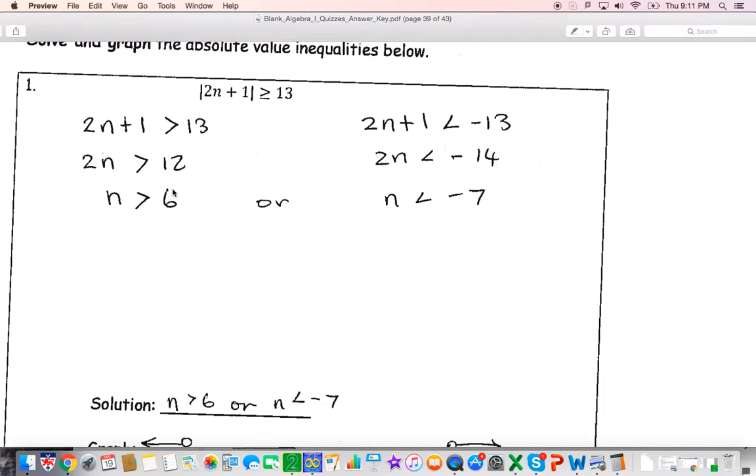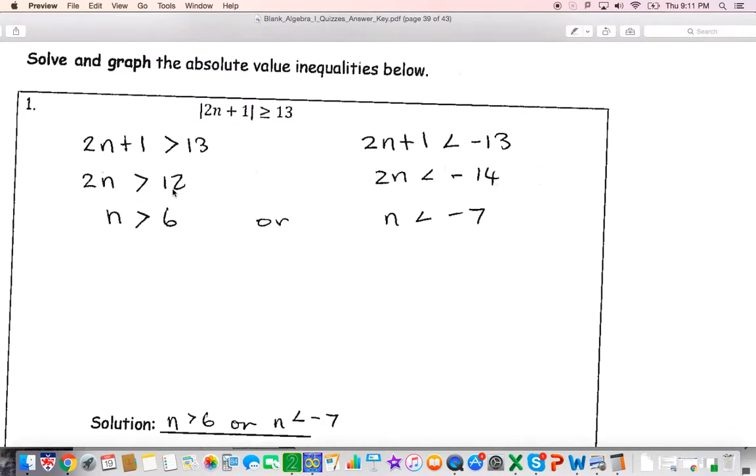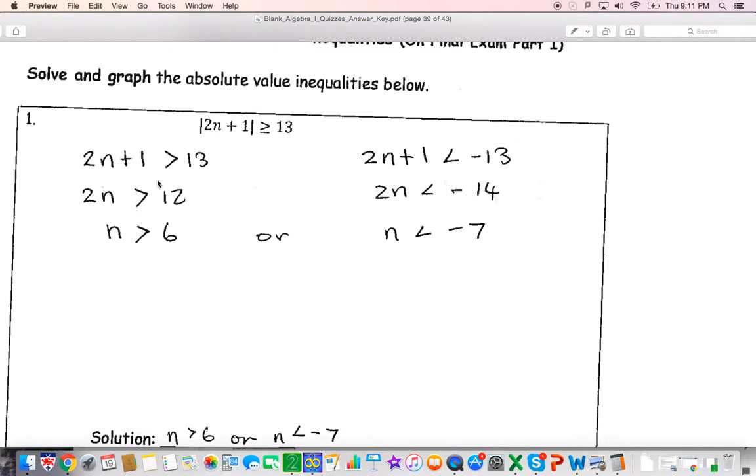Anyway, so here we have both our inequalities, and we can go ahead and solve them. And we just learned how to solve inequalities. We just isolate the n. We get n is greater than 6, or n is less than negative 7.